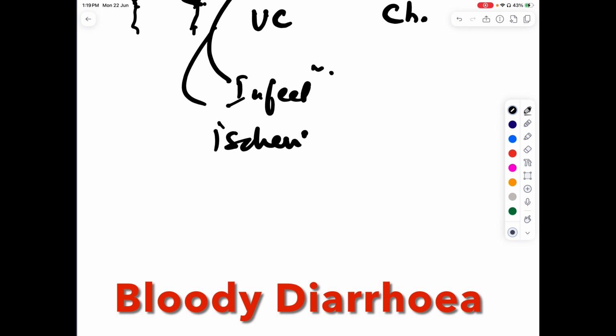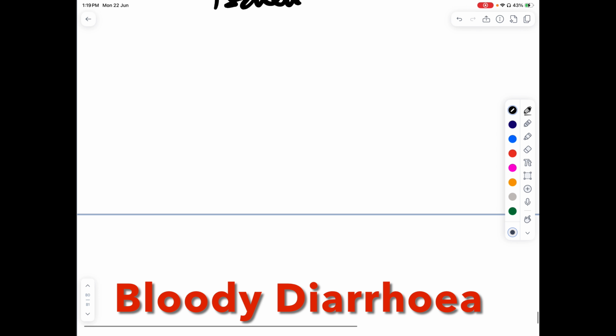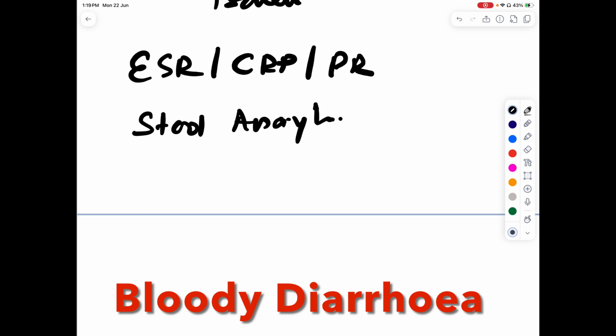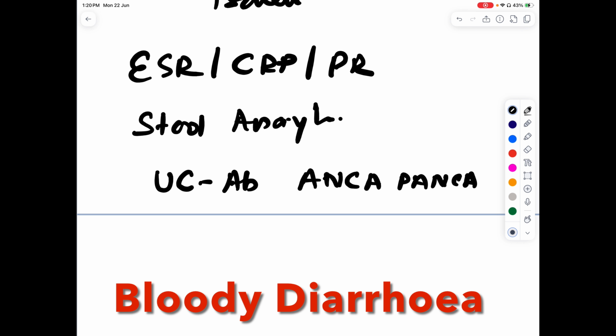So what other tests you are going to do, apart from this lab test and X-ray? So common ESR, CRP, procalcitonin, inflammatory markers, then stool analysis for culture and sensitivity. So antibodies for ulcerative colitis, you have to look for antibodies. Anti-nuclear, ANCA and pANCA. These are the antibodies. Fecal calprotectin.